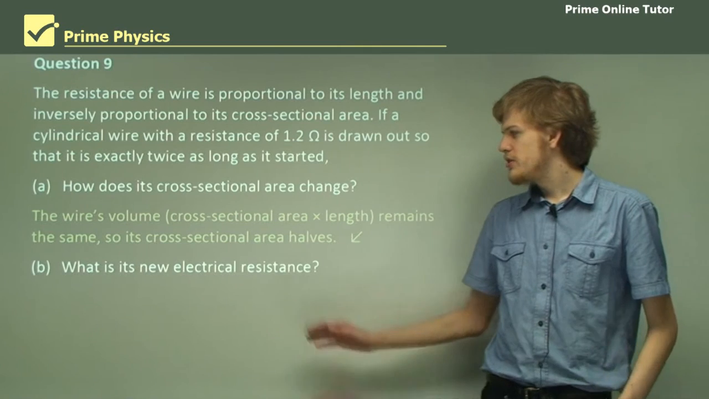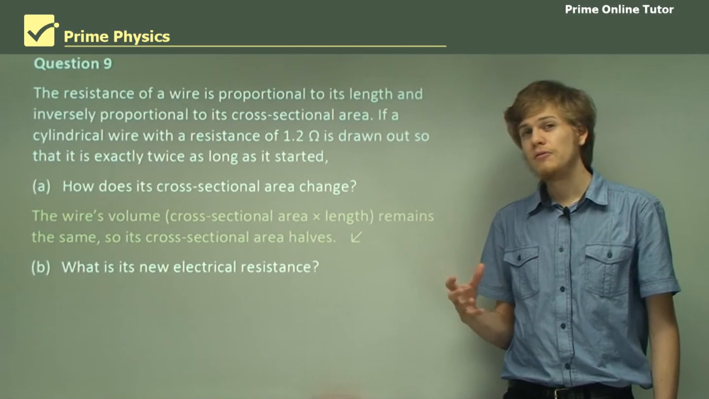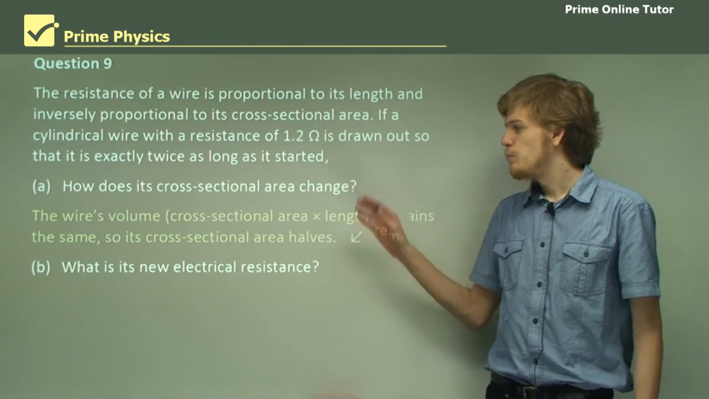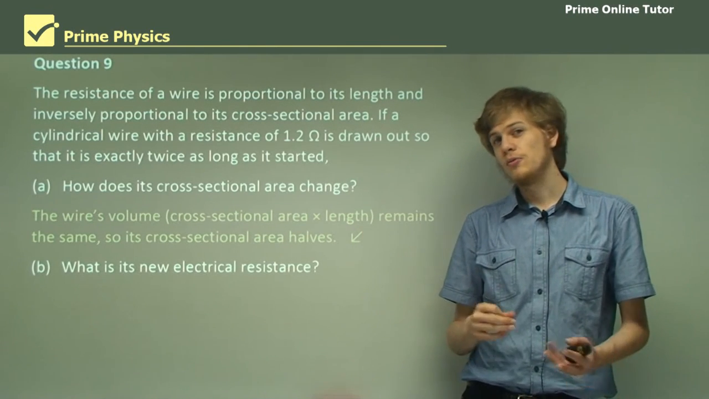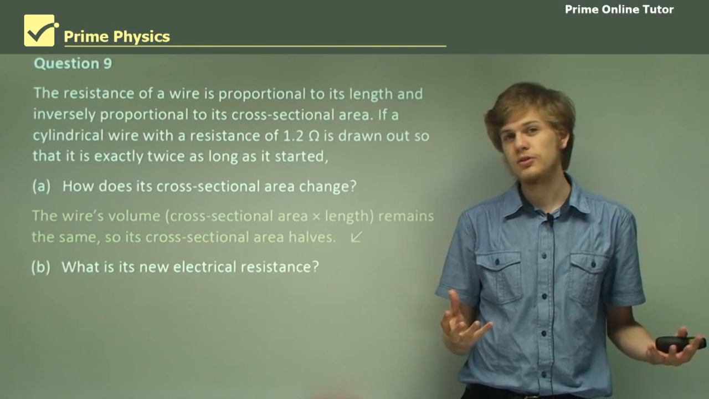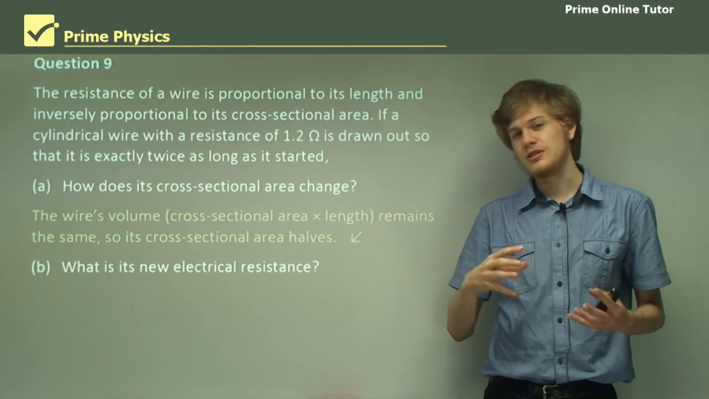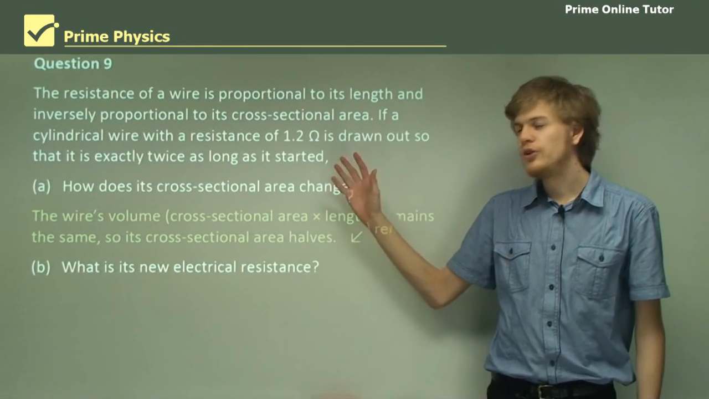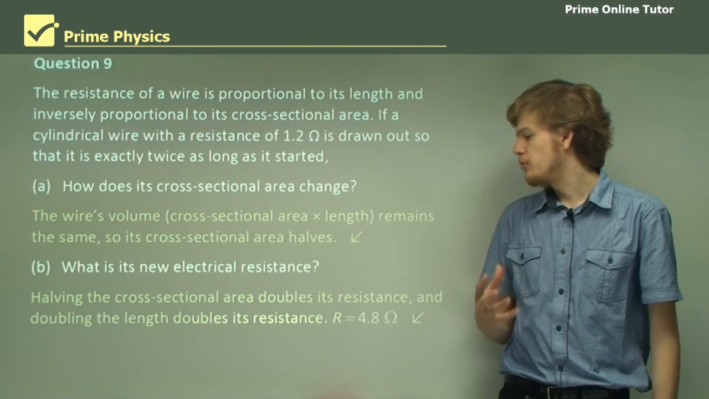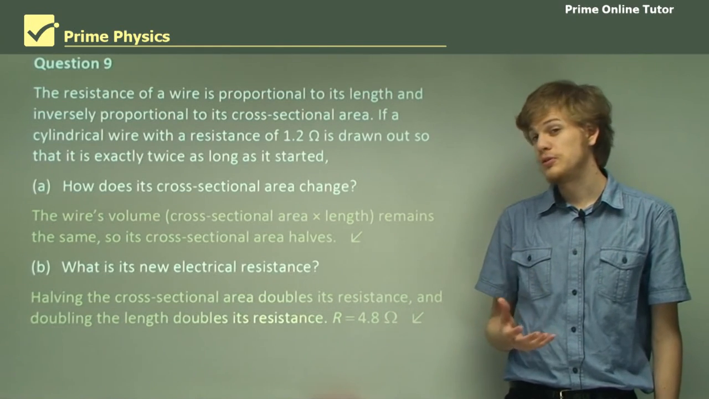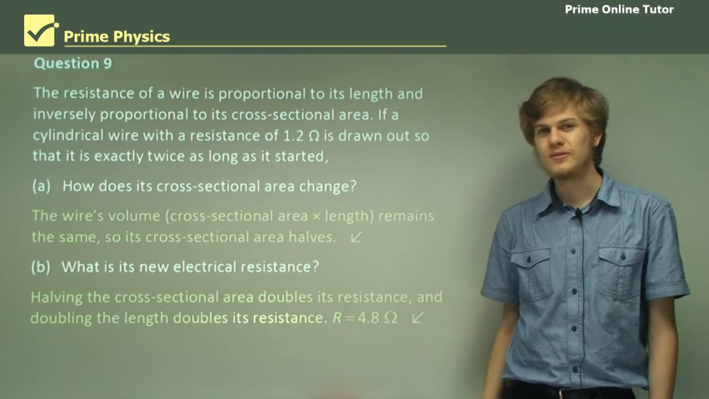Part B. What is its new electrical resistance? So we've doubled the length and halved the cross-sectional area. Both of these will cause the resistance of the wire to double, right? If we make the wire twice as long without changing its cross-sectional area, its new resistance will be 2.4 ohms. But if we then decrease its cross-sectional area so it's only half as big, then we'll double that again. So halving the new cross-sectional area will double the resistance, and doubling the length will double its resistance again. Doubling this twice gives us 4.8 ohms of resistance.